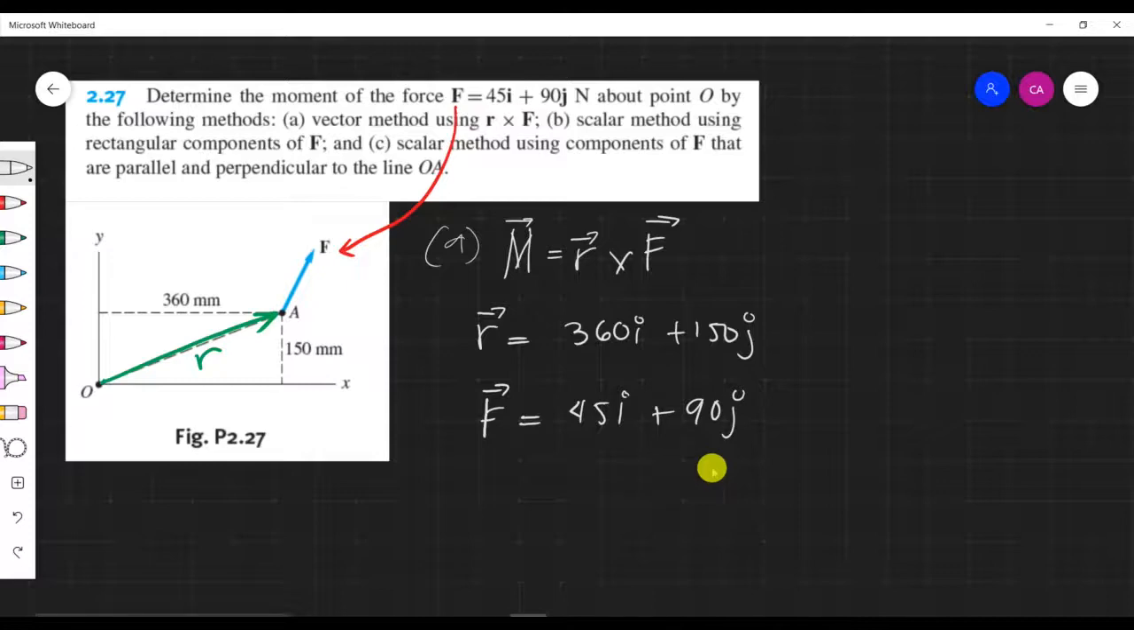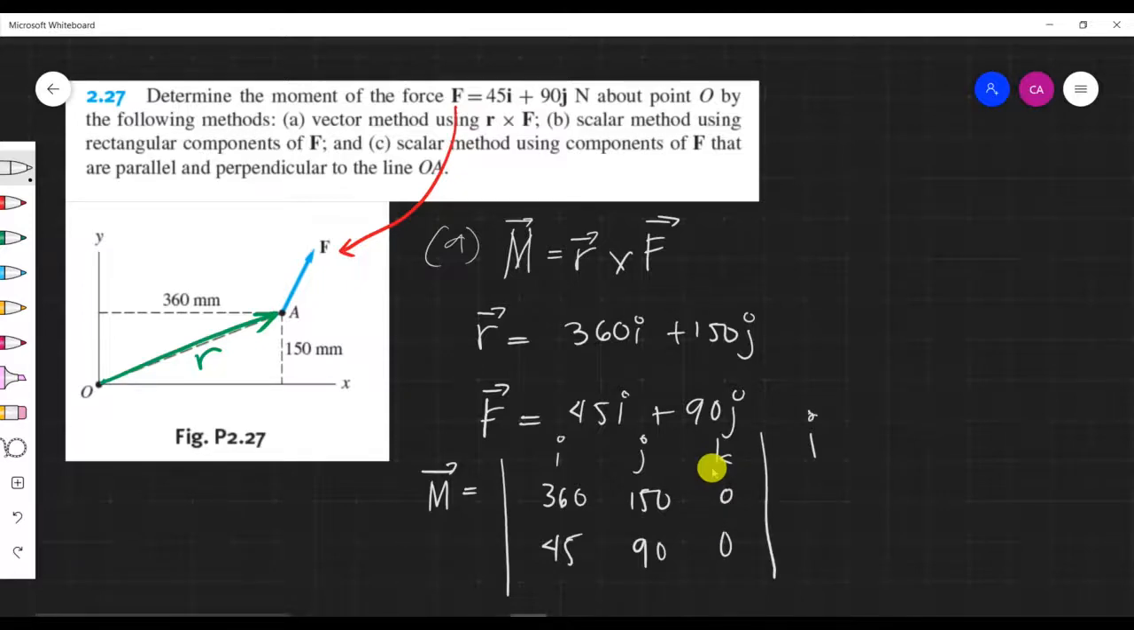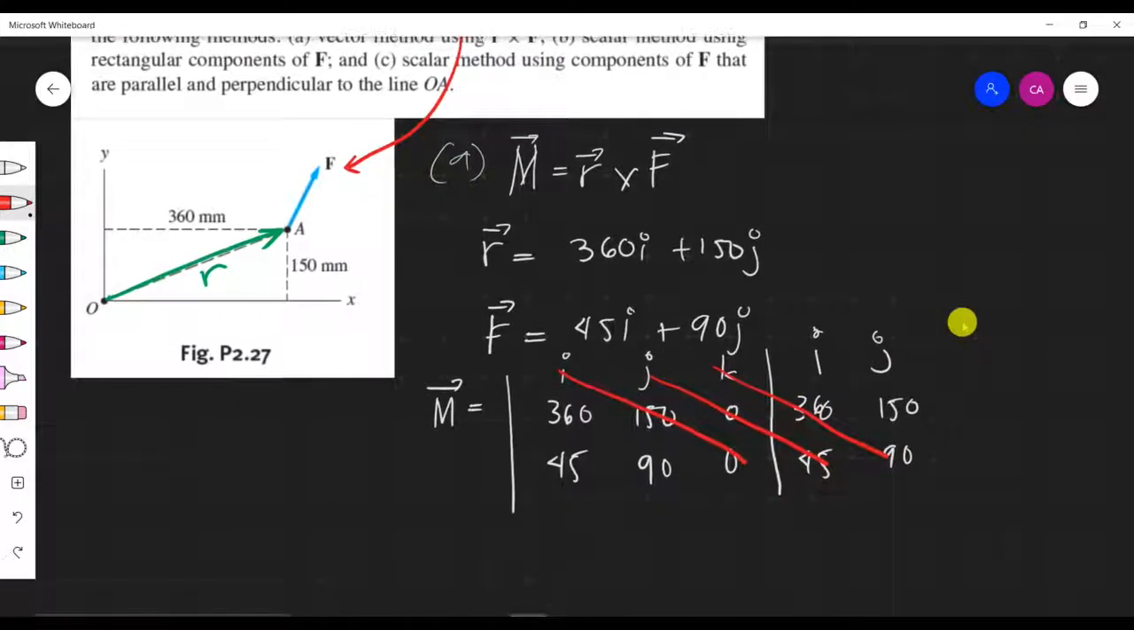Now, what is the magnitude M? Ay, the vector M pala. So, vector M, so meron tayong I, which is 360, 45, then J, 150, 90, then K, 0, 0. So, I and J. So, 360, then 45, then 150, 90. Kapag multiply natin, 0, 0, merong value. Sulat natin dito sa baba.